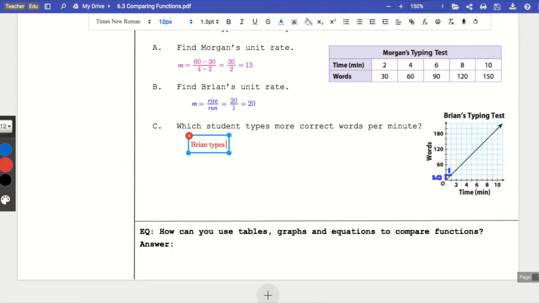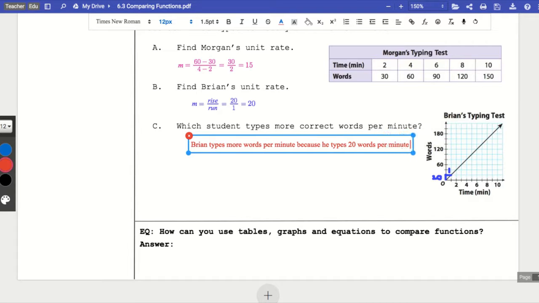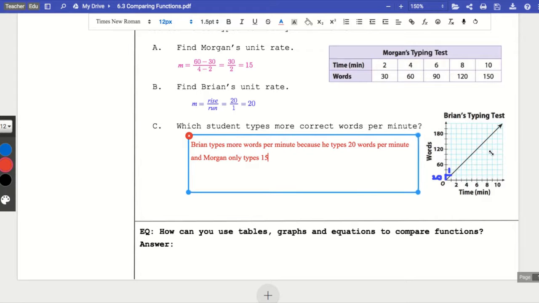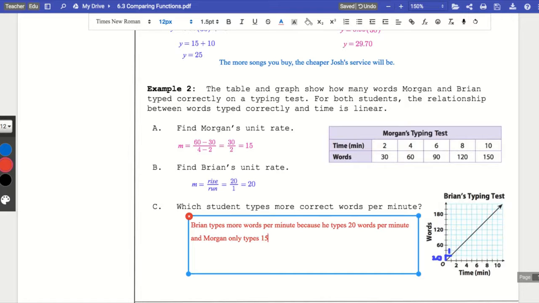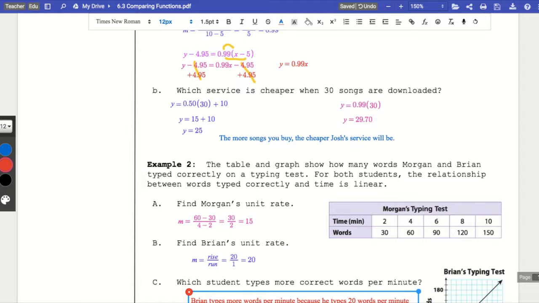Brian types more words per minute, as he types 20 words per minute, and Morgan only types 15. Both of them are pretty slow, but that's why they're in typing class. Alrighty, so hopefully now you have an idea of how to compare linear equations in their different forms, and really the key is looking at the slope. If the slope is bigger, it's going to be more expensive over time. It's all in the slope.